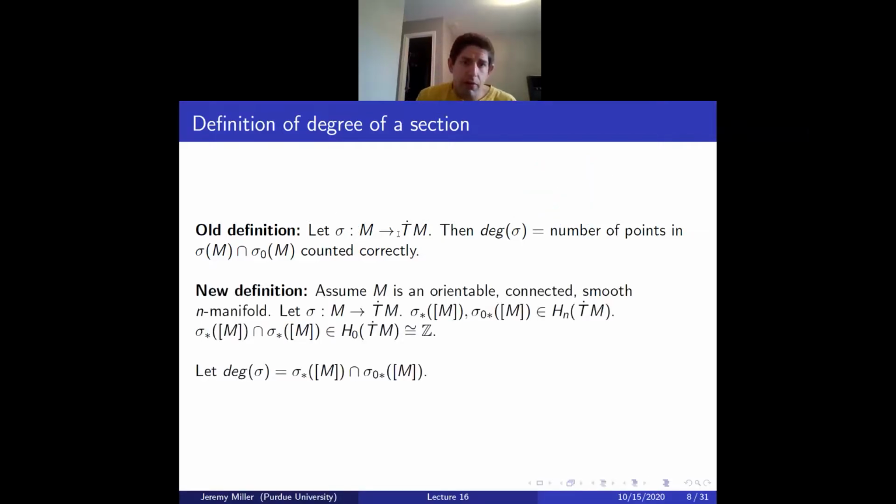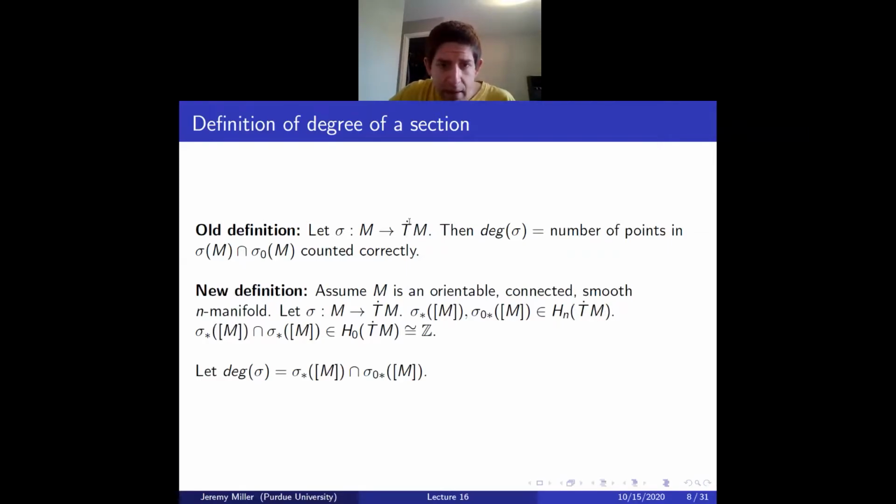And so the new definition is that the degree of sigma, what are we going to do? You're going to apply sigma_* and sigma_0_*, so this means map on homology, to the fundamental class of M. So they're both maps from M into the fiber-wise compactification of the tangent bundle. And so these, the fundamental class being an element in top homology, give us two elements in H_n of the compactified tangent bundle.